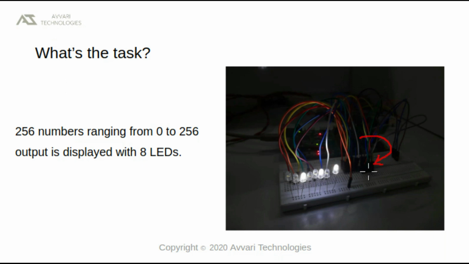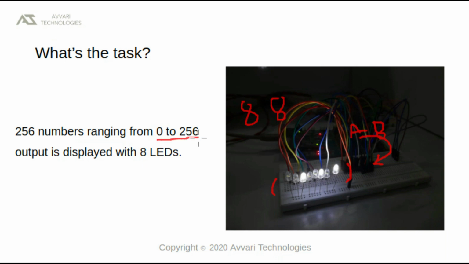In the slave, we have two registers, register A and register B. We need to output the data. Register A and register B can each hold 8 bits of data. We need to output binary numbers ranging from 0 to 256.